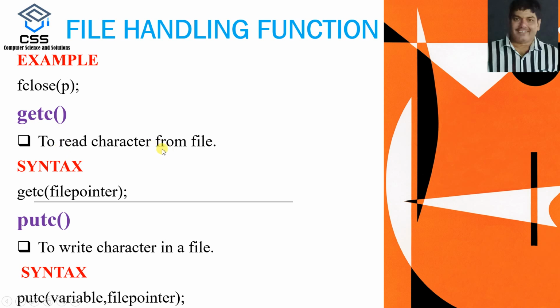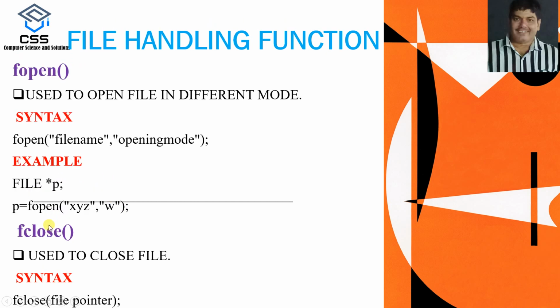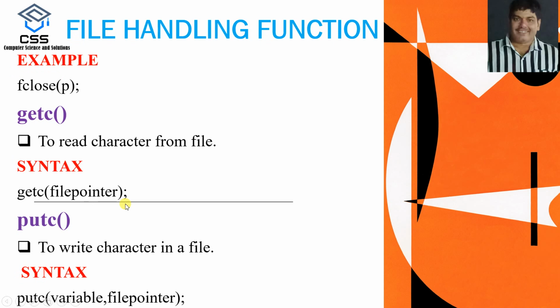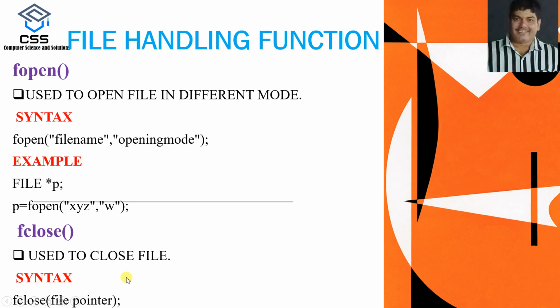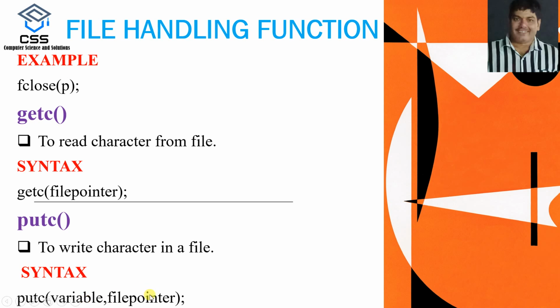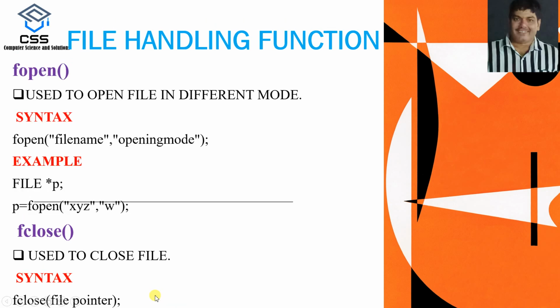What is the work of getC? getC is used to read a character from a file. One character is read at a time from a file. getC followed by the file pointer that is declared. Suppose the file pointer is P, we can write getC(P). What is the work of putC? To write a character in a file. What is its syntax? PutC, variable where the value is carried, followed by the file pointer. Suppose the variable is A and the file pointer is P, we can write putC(A, P), meaning the value stored in A will be written to the file pointed to by P. P means the file opened as XYZ, and the data will be written there.